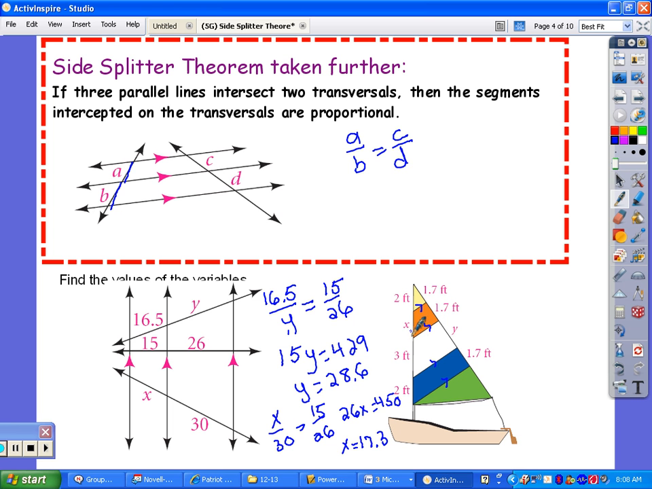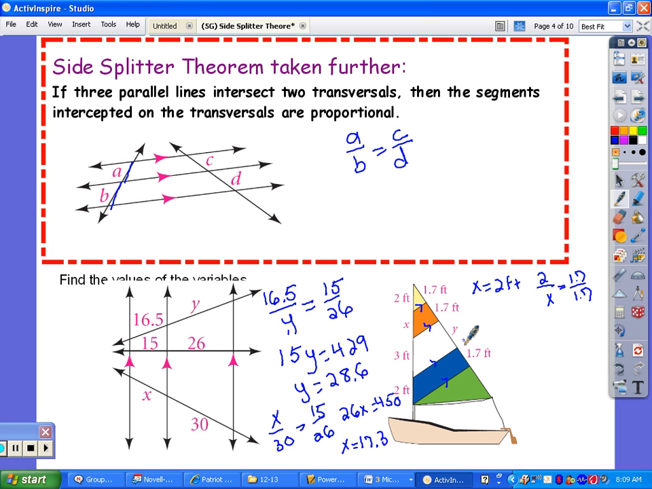So we can figure this out just by looking, because if 1.7 is the top segment and 1.7 is the bottom segment, since they're the same, the 2 left segments have to be the same as well. So x has to be 2 feet. And again, you can set up a proportion if you want. You can just say 2 over x is equal to 1.7 over 1.7, and then cross multiply, and you will still get x to be 2.